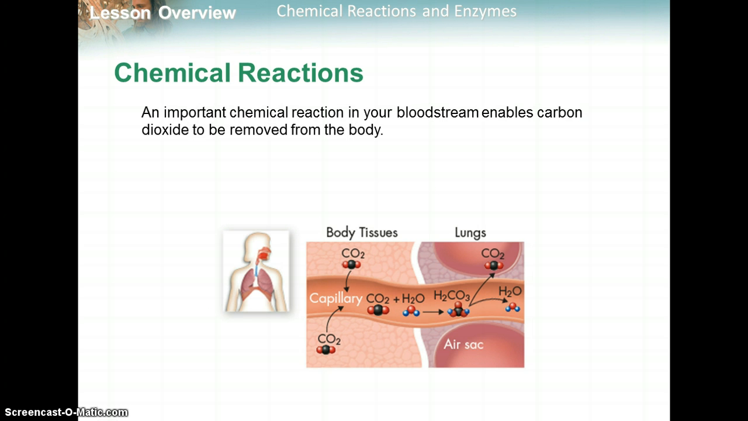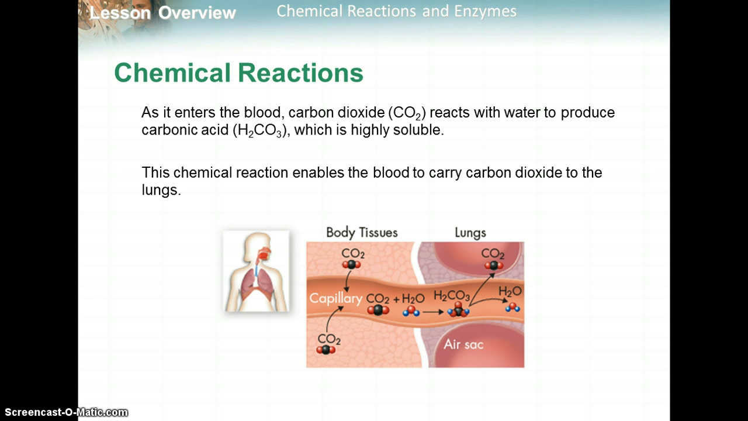So just an example here, in a biology sense, in your bloodstream you have a chemical reaction happening with carbon dioxide. We'll talk about it in the next slide, but how you breathe carbon dioxide in and out is a process of a chemical reaction. So carbon dioxide reacts with water in your blood to produce carbonic acid, which is very soluble. So this chemical reaction enables blood to carry carbon dioxide to the lungs.